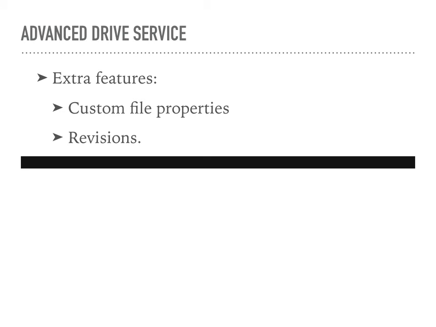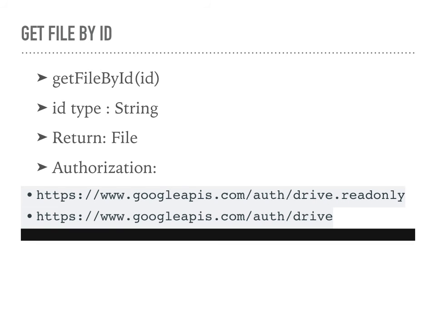In addition to the Drive API, there is the Advanced Drive service. You need first to enable this service. You can do this by going to the Resources menu and then clicking on Advanced Google Services. The Advanced Google Drive service allows you to perform extra tasks, for example, to access custom file properties or to check revisions history.